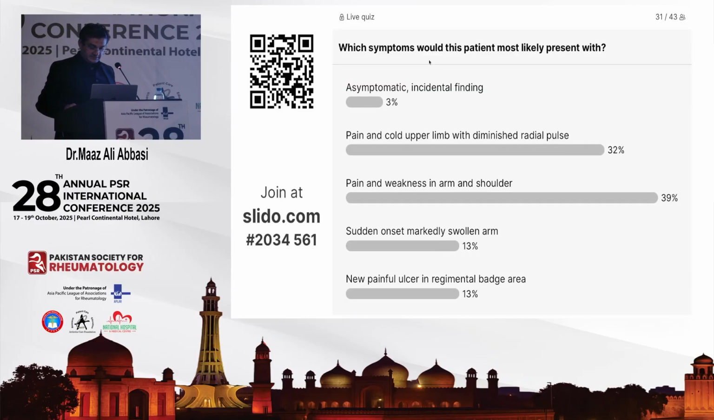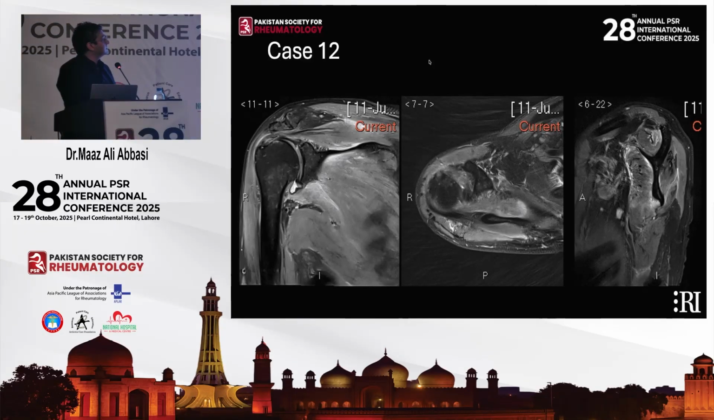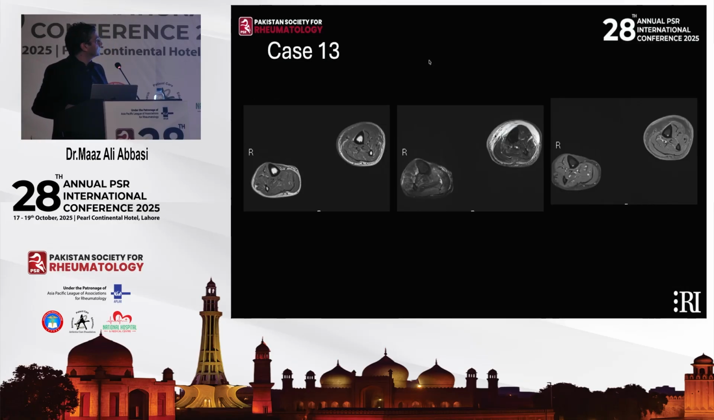Excellent. Quite a few good responses there. And that's because this is, anybody know what this is? This is acute brachial neuritis. Okay, so this is Parsonage Turner. And what you see is diffuse muscle edema within the supraspinatus, infraspinatus, and a bit in the teres minor as well. You can see all this edema here, and this is acute brachial neuritis. So these patients present with pain and weakness in the shoulder.